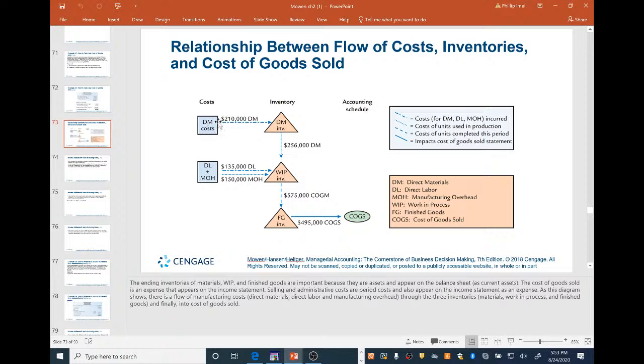Direct materials cost just enters directly into inventory, right? We know that. Direct labor and manufacturing overhead go to work in process inventory. Direct materials are counted in with this, and then you have the finished goods, pretty much cost of goods sold. It's pretty much the same thing we just did. It's just showing a little flow chart.